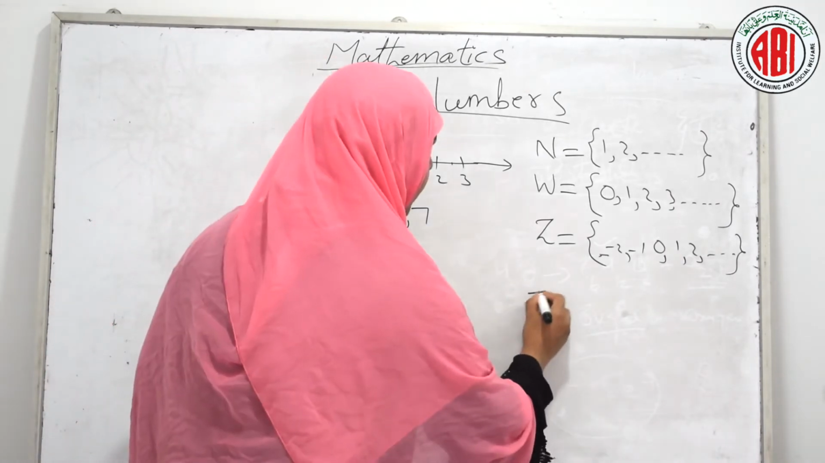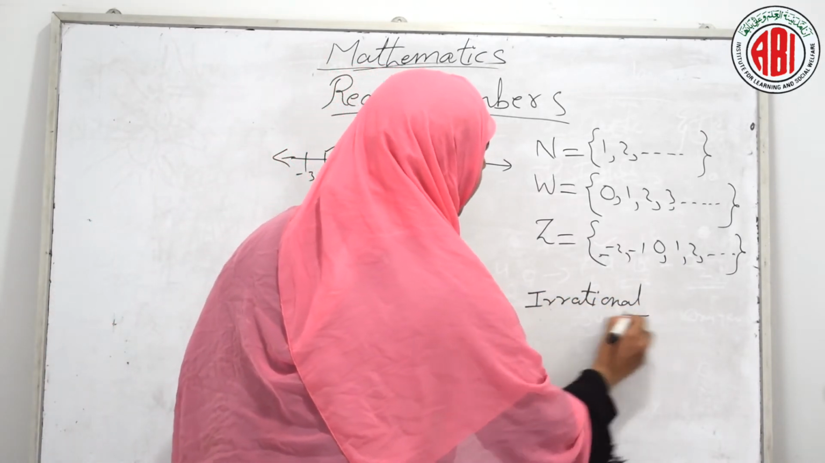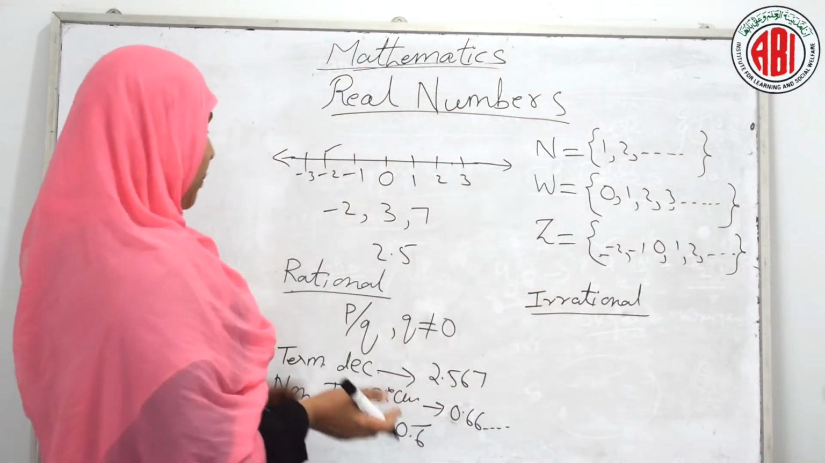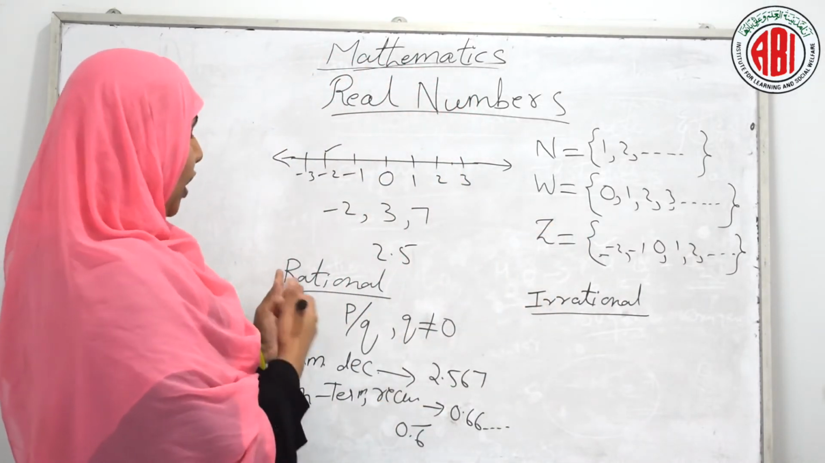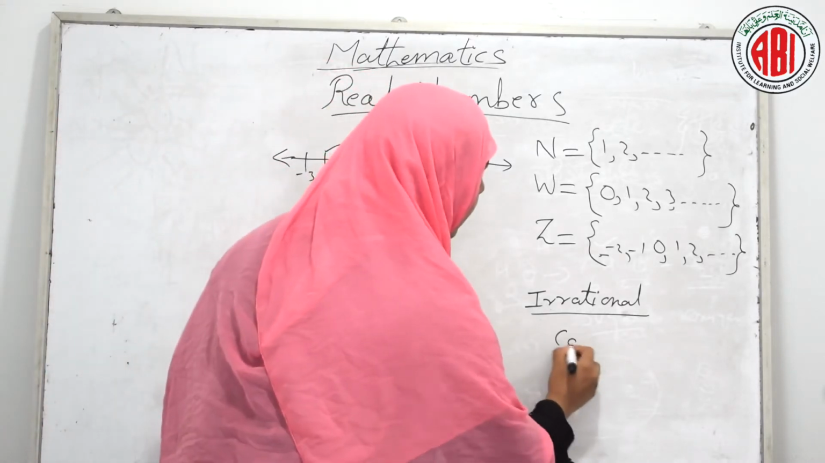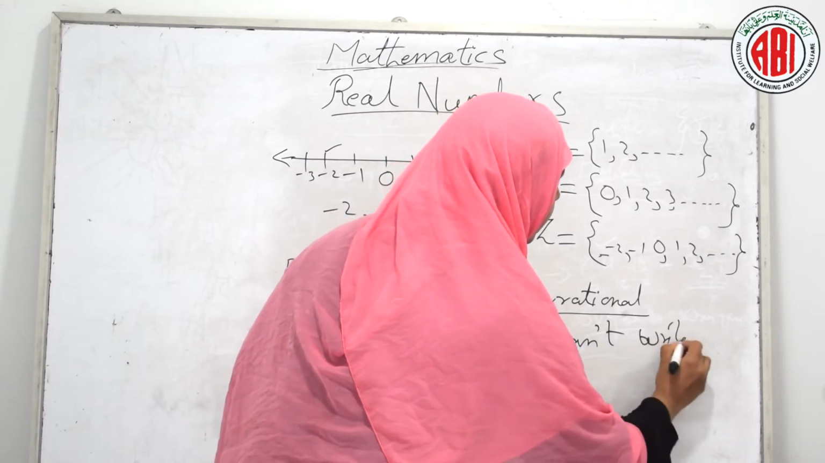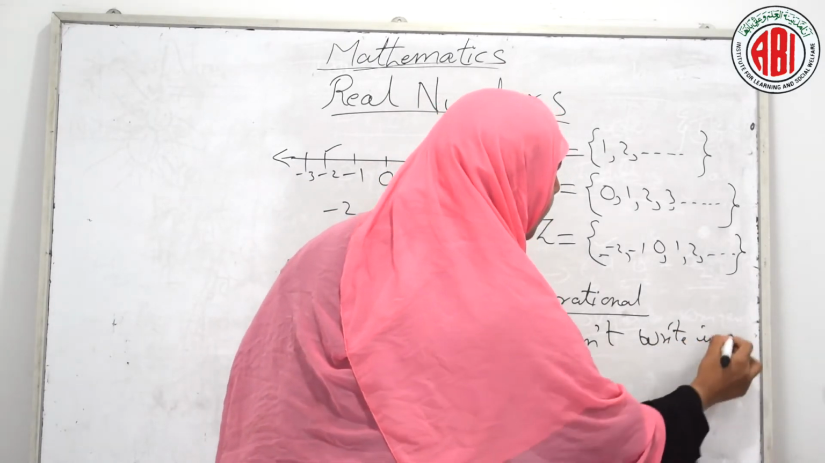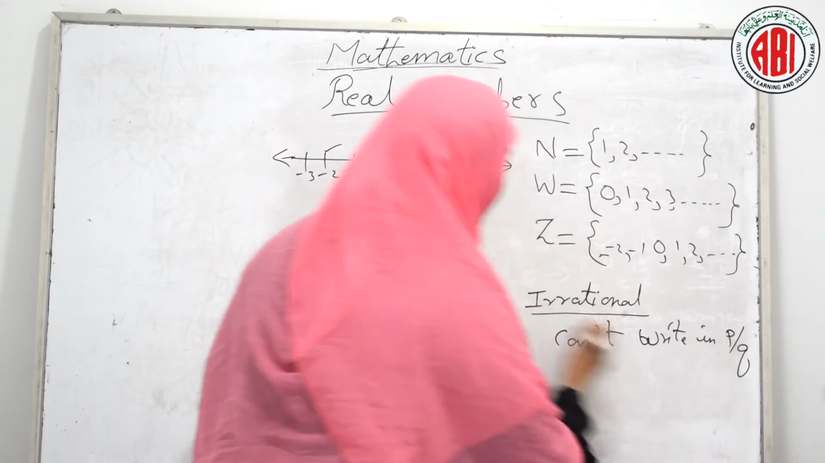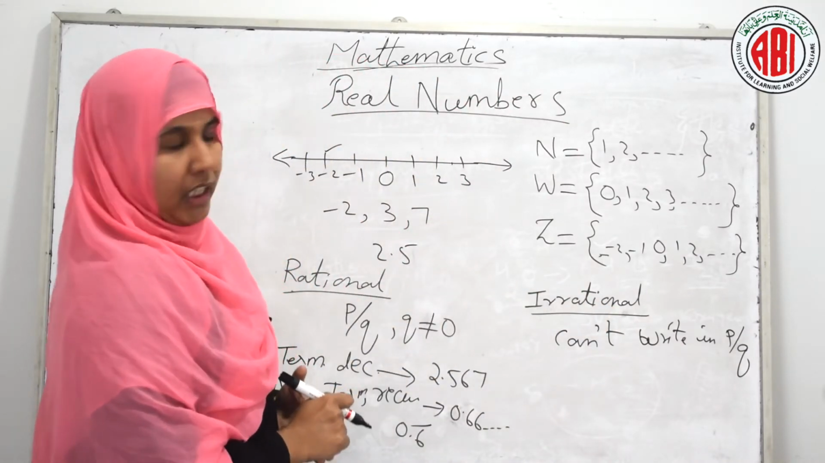Then we have irrational numbers. Irrational numbers are opposite to rational. That means the numbers which we can't write in the p by q form are called irrational numbers.